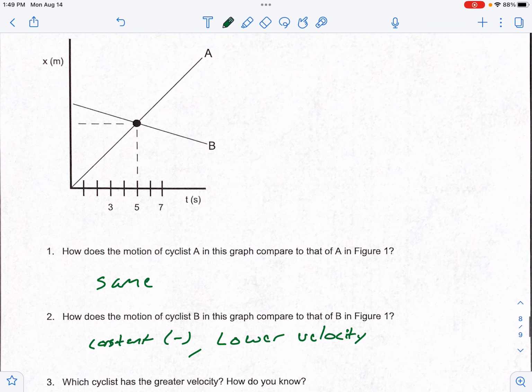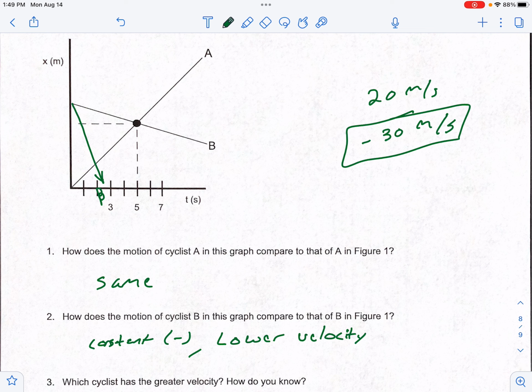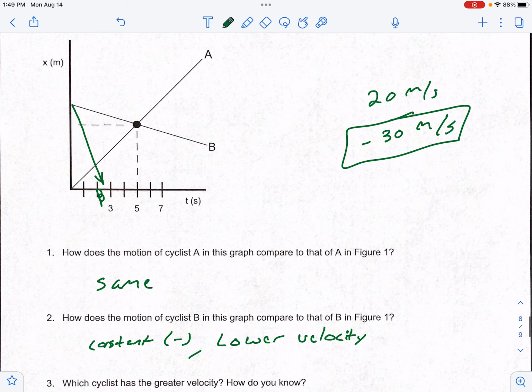Now, one thing I've talked about in class is what if I changed B to something like this? So this is my new B now. And I asked you which one is faster. Okay, in this case, B would be faster because, again, you're looking for slope to tell you the velocity. It does not matter if it's positive or negative. Okay, you're just looking for the steepest slope. Positive and negative just tells you which direction you're going. So if I had something going 20 meters per second, and something going negative 30 meters per second, I asked you which one's going faster, I would still pick this one, even though it's negative. Negative is just telling me it's going the opposite way. Okay, so that's just something to think of there.